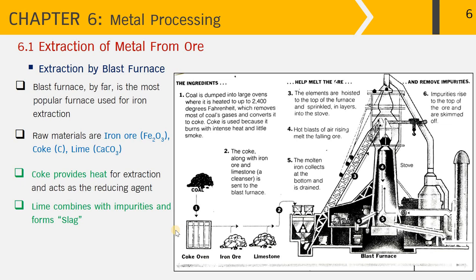For the extraction by blast furnace, first, the coal is dumped into large ovens where it's heated to high temperature, and that will convert it to coke. The coke is used as a heat source and reducing agent. Then the coke, along with the iron ore and limestone, is sent into the blast furnace through this hopper. Next, all three elements are hoisted to the top of the furnace and sprinkled in layers into the stove. Then the hot blast of air rising melts the falling ore. Finally, the molten iron collects at the bottom and is drained out like this for further processing. The impurities rise to the top of the molten steel, so it's easy to skim them off this way.